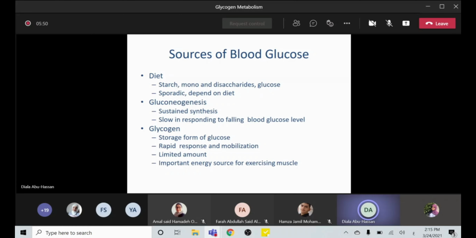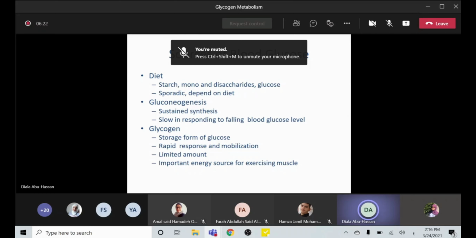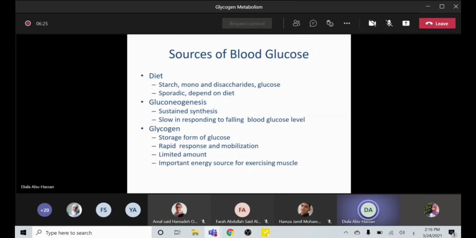تمام؟ طيب, where do we get this glucose? Or what are the sources of glucose in our blood? The first source is diet. As I said before, when you eat a meal, there is some sort of sugar inside it. This sugar is going to get digested and absorbed. It can be uptaken in different forms, whether polysaccharides like starch, monosaccharides, disaccharides, glucose as yani a monosaccharide. And the amount of sugar that comes from this source is variable between individuals because of differences in diets. This is number one.